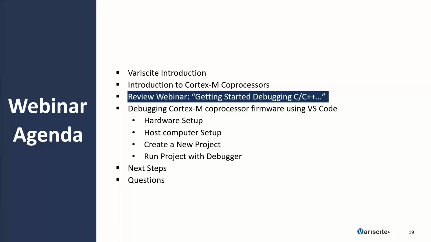Okay, now that we've briefly talked about how to run firmware on the Cortex-M cores, let's back up and look at Microsoft Visual Studio Code. We recently did a webinar showing how to debug C and C++ applications using VS Code. Many of the same principles apply to debugging the Cortex-M coprocessors. So let's review some of this content.